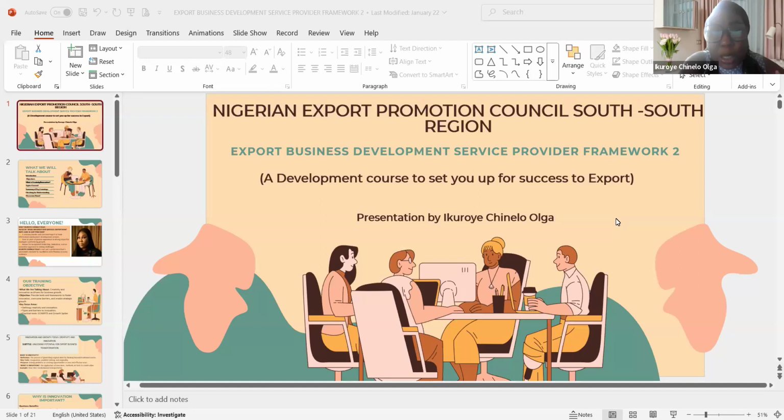About exports, the business developer service provider framework 1. That was on Tuesday, so today it's a continuation. This framework 2 was too large, so we couldn't finish that day, so we had to divide it into 2. And I would like this presentation to be more interactive. I think it would make the learning process seamless.